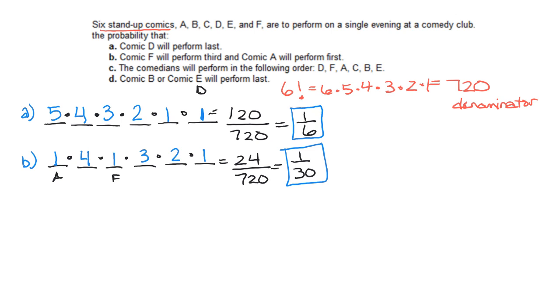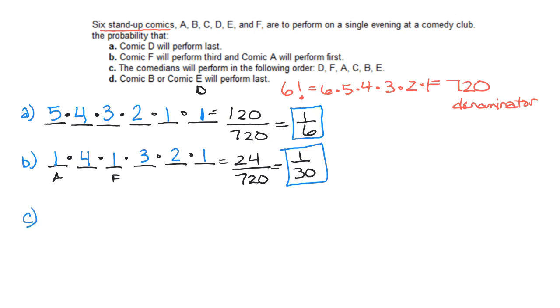Once again, I'm a visual learner, so I like to write the little dashes down and allocate where my performers that I do know are performing, just to make sure that I'm doing this okay.